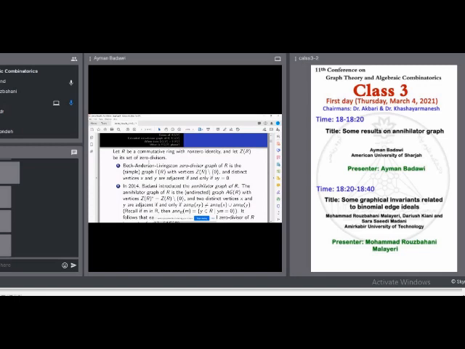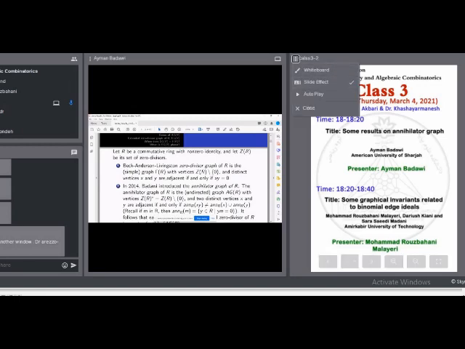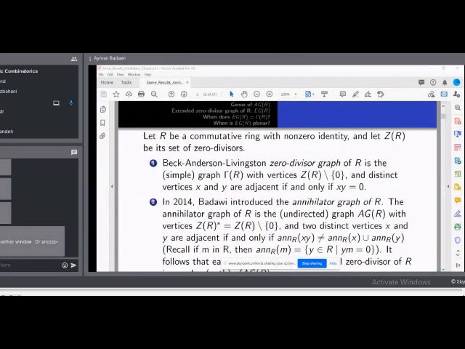So what is the definition of the zero-divisor graph? It's a simple graph with vertex set all non-zero zero-divisors of R, and two vertices are connected by an edge if and only if their multiplication is 0.